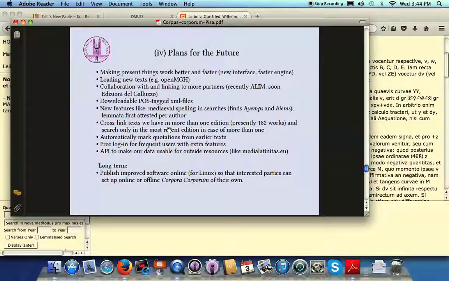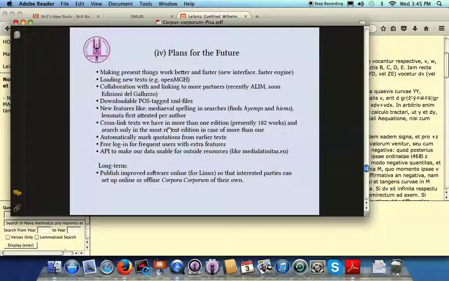Then another thing I've mentioned already is medieval spelling. We would like to be able to search, in one search, and find things like hiems and huemps, which are both different spellings of the same word for winter in Latin. Hiems would be the classical spelling, and something like huemps is what you may very well find in medieval editions of texts. Then we're also working on a feature to have lemmata first attested per author.